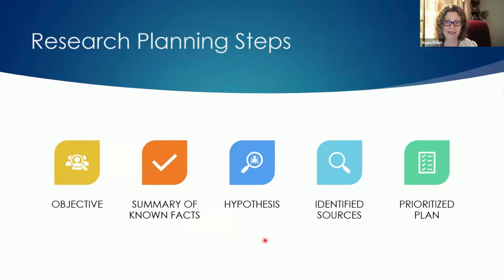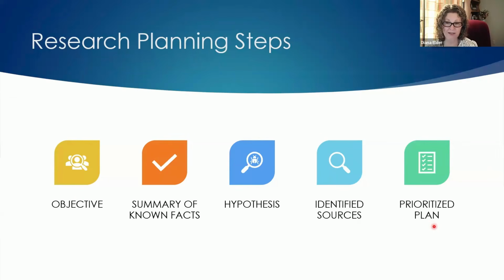So, research planning steps, as we really think about a DNA research project, we have this focus objective and we want to have a summary of known facts. And this is going back to documentary evidence. What do we know about this ancestor? We create a hypothesis based on the objective and the summary of known facts. And then we want to make a list of identified sources. So this is a place to really do some good brainstorming.